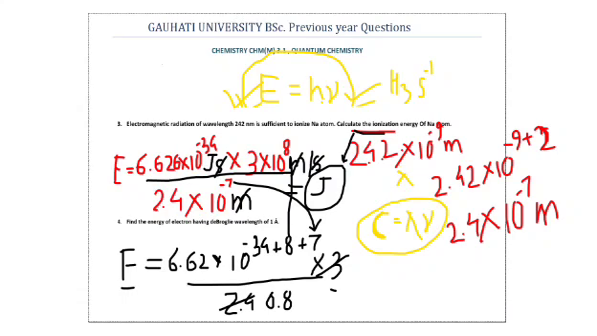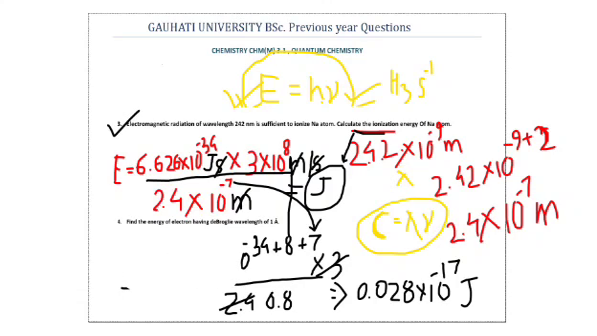So the answer will be, you please do the calculation and give us the answer in the comment section. Let us cross check whether it is correct or not. 0.028 into 10 raised to the power minus 17 joule. So this is the required answer of this question. This is also solved. Now moving to the next question.